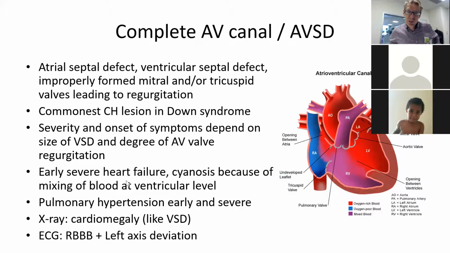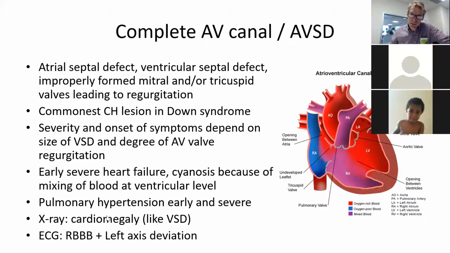So these children with AVSDs usually present very early in life in heart failure, and they will have the pansystolic murmur of a VSD, often a pansystolic murmur of mitral regurgitation, and a systolic murmur of an atrial septal defect as well. So they have lots of murmurs, and they're in heart failure early in life. They typically go into heart failure in the first 2 months of life if you've got a large AVSD.